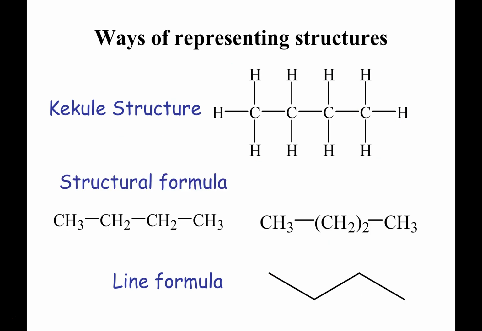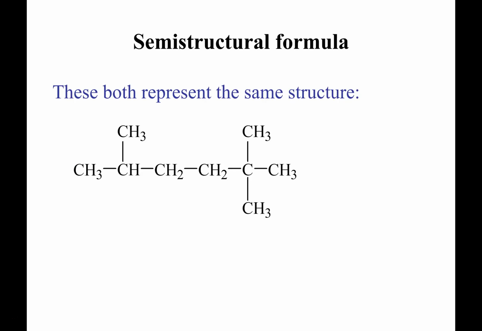Anyway, so again, these are all butane, C4. All right, here's another one. This is a semi-structural formula. Notice that they're not taking the time to go ahead and show how these 3 hydrogens are distributed around the carbon. This hydrogen is coming up off this carbon, etc.